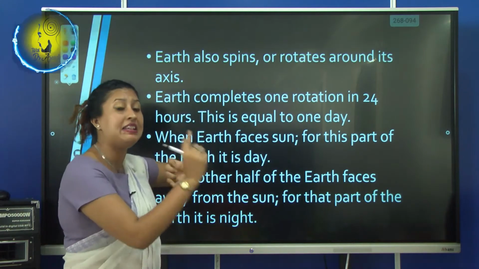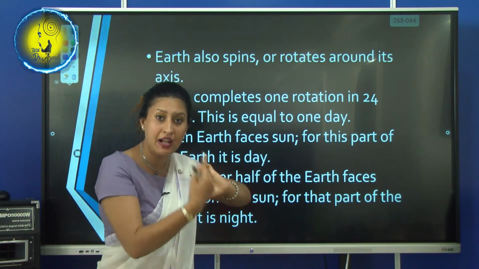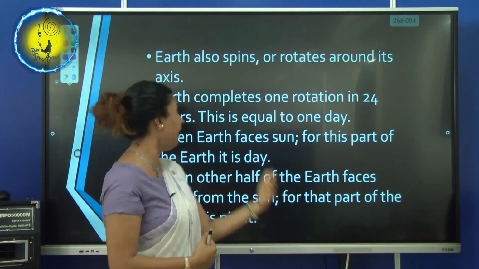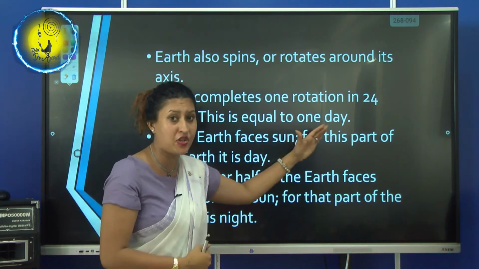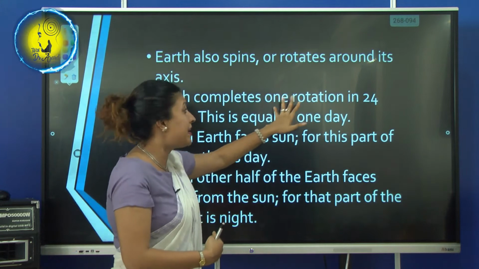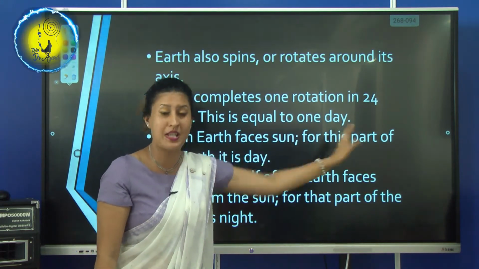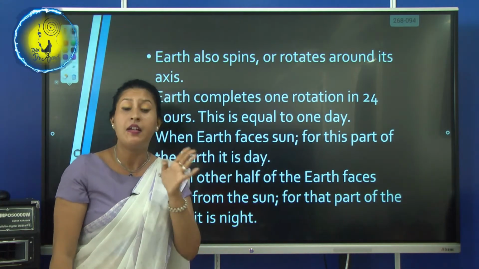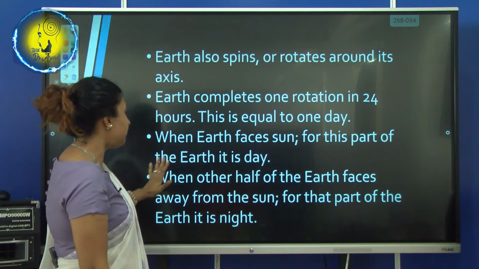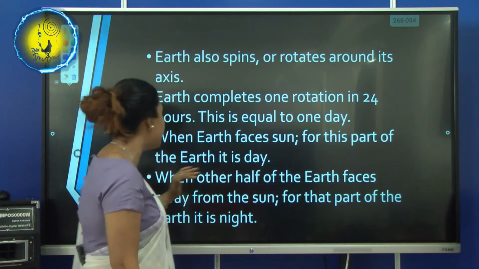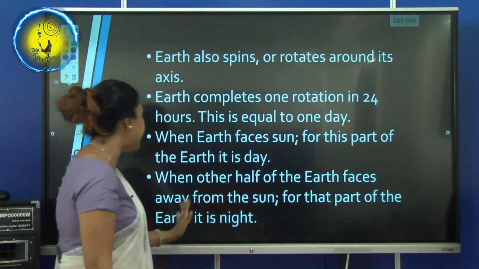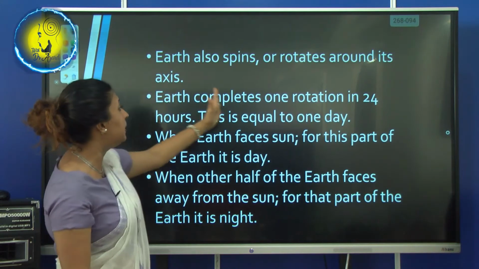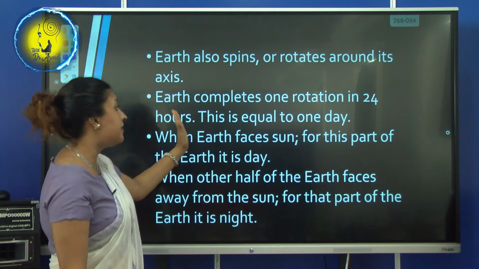So Earth also spins or rotates around its own axis. While we are turning around the sun, it is spinning on its own axis also. So Earth completes one rotation on its own axis, which takes 24 hours, which means one day. How many hours, children? It's 24 hours. It's one day. When the other half of the Earth faces away from the sun, for that part of the Earth, it's night. Now let's go to this point. Earth completes one rotation in 24 hours. This is equal to one day.